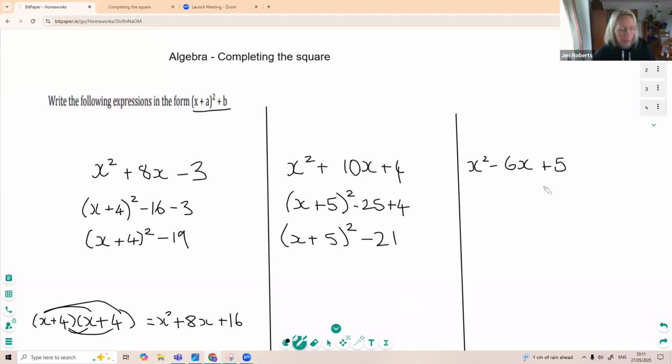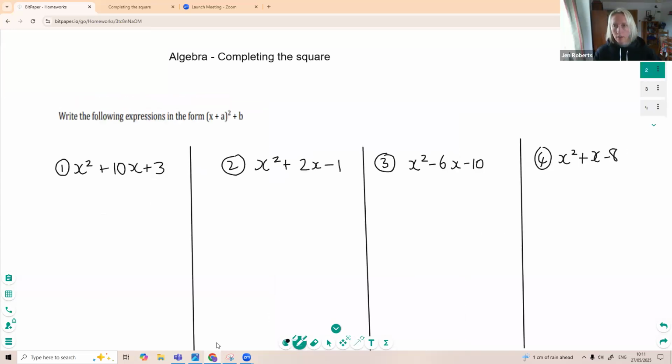I'm going to do one more with you, and then you can have a go at some yourself. So here, we keep the negative. Half of 6 is 3. What happens if you square negative 3? Because this is a negative 3, not just a 3. Negative 3 times negative 3 is positive 9. So we still have to take off a 9. We always take off the square outside the brackets. Minus 9 plus 5, negative 4.